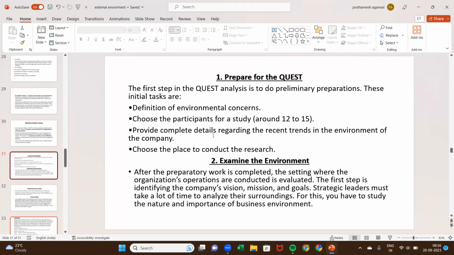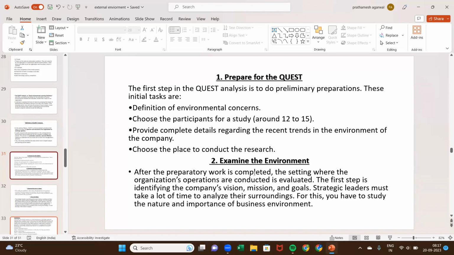Provide complete details regarding the recent trends in the environment of the company. Choose the place to conduct the research. Then, second is examine the environment.